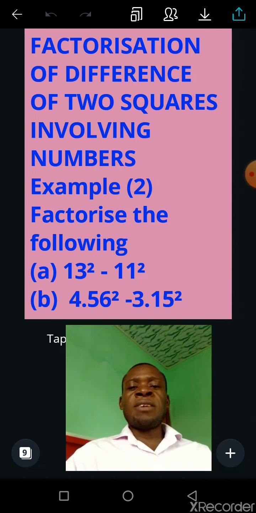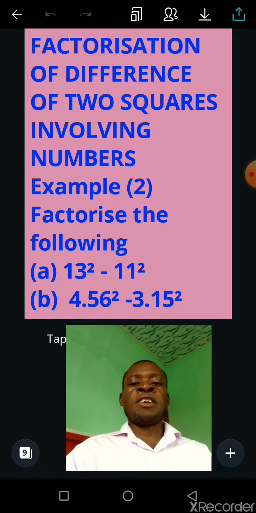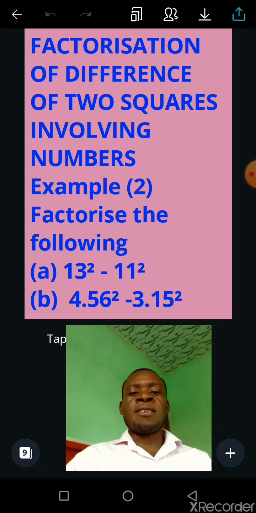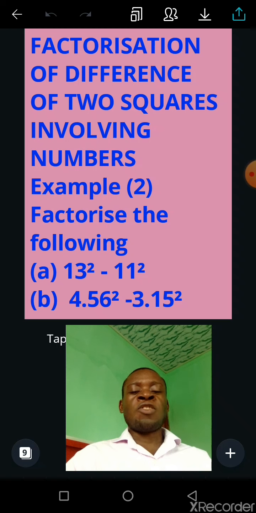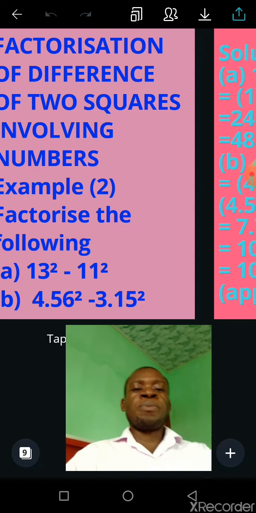The next is factorization of difference of two squares involving numbers. The first one was involving algebraic expressions, but this one is involving numbers. Example 2, factorize the following. A, 13 raised to the power 2 minus 11 raised to the power 2. B, 4.56 raised to the power 2 minus 3.15 raised to the power 2.